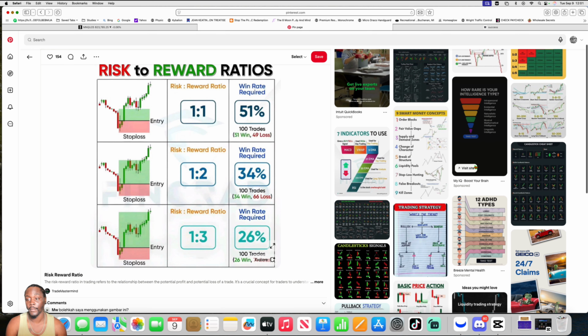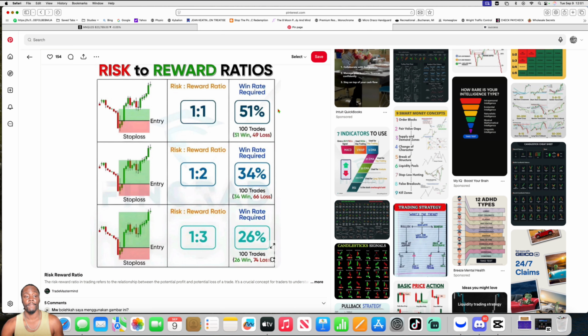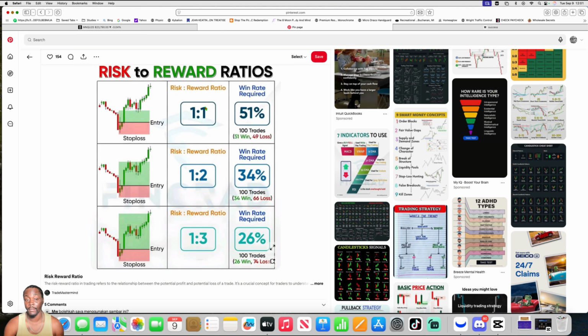Okay. If you look here, with the 1-to-1 ratio, you have to win 51% of the time. Out of 100 trades, you need to win 51 of them for you to be profitable. That means you need to win more than half the time. With a 1 to 2, 34%. Out of 100 trades, you need to only win 34%.